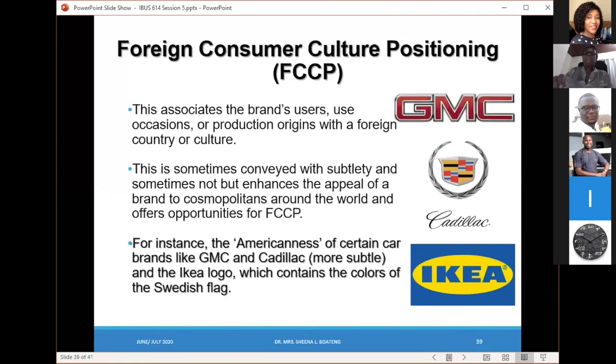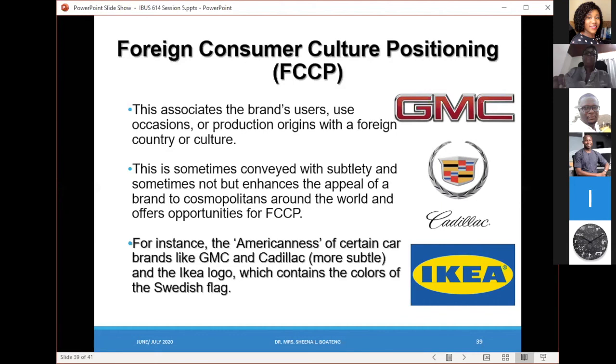Okay. So after the global consumer culture position, we can also talk about foreign consumer culture position. This one associates the brand users and use occasions or product origins with a particular foreign country. I remember at some point, in fact there's still currently a craze about American cars. Now, this foreign consumer culture positioning could sometimes be conveyed with subtlety or could be very overtly communicated.